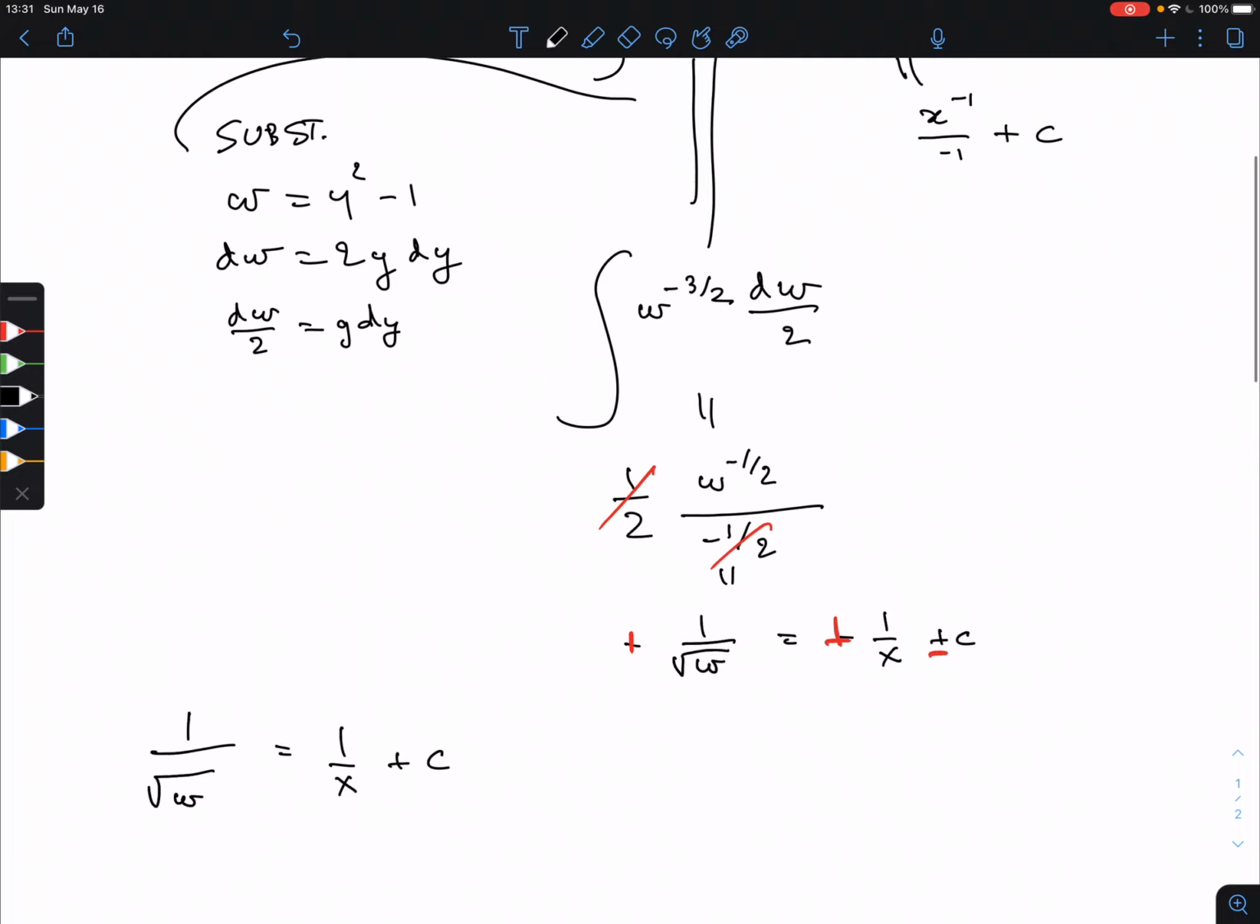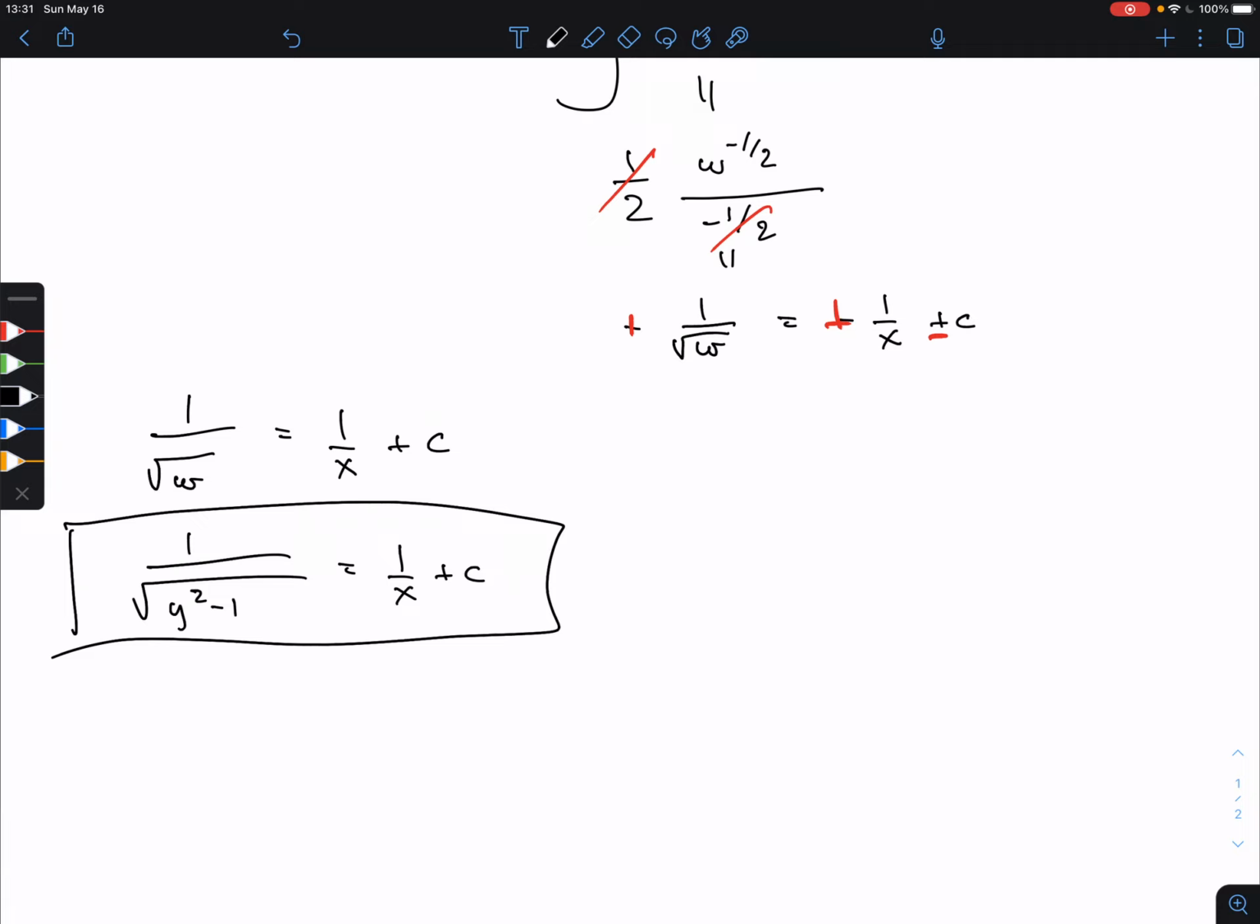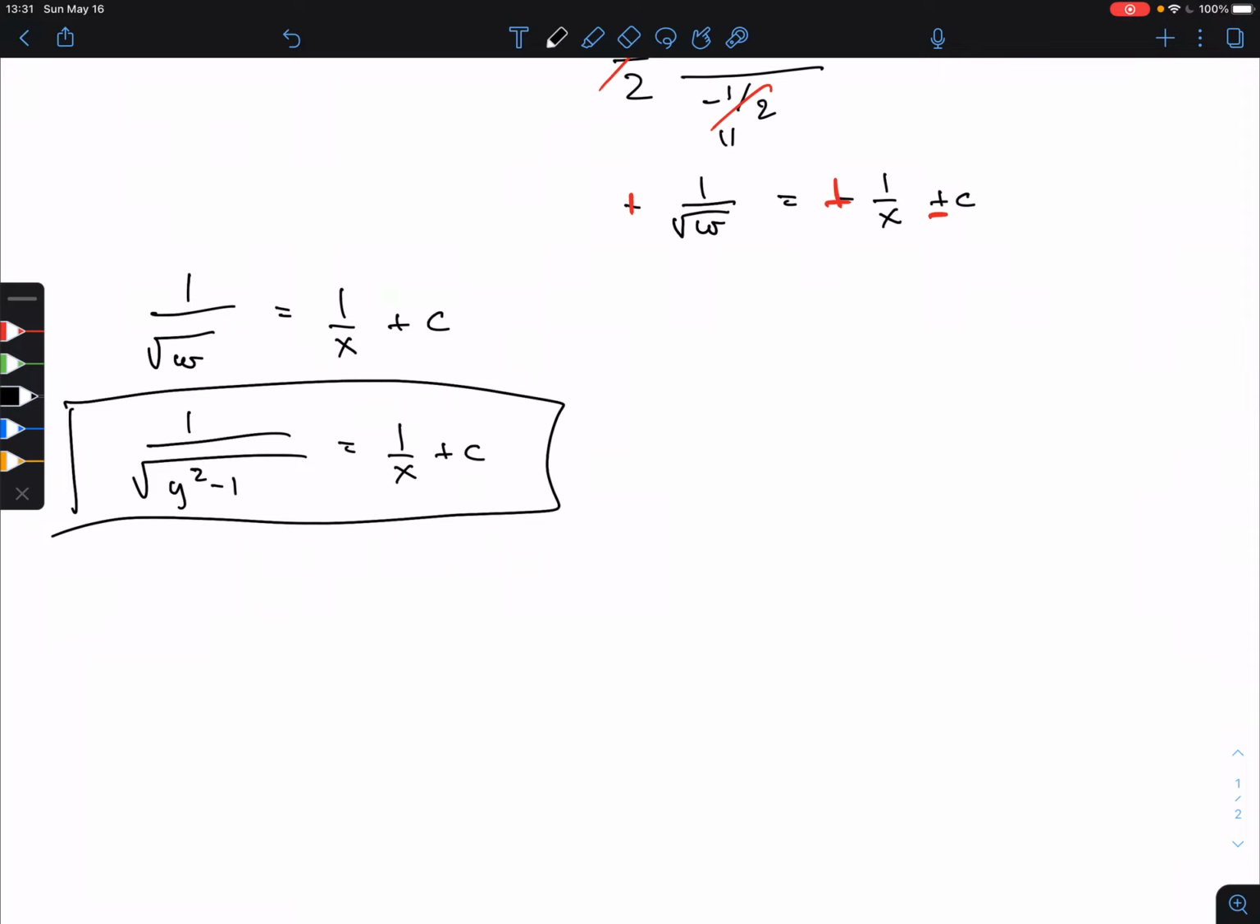Okay, so here we go. Well, w is something, right? w is y squared minus 1. So it is 1 over radical y squared minus 1 equals 1 over x plus c. So this is what we call an implicit equation, implicit form. But we really would like, if we can, to get an explicit form for y. And that is not impossible here. It again requires a little bit of algebra.